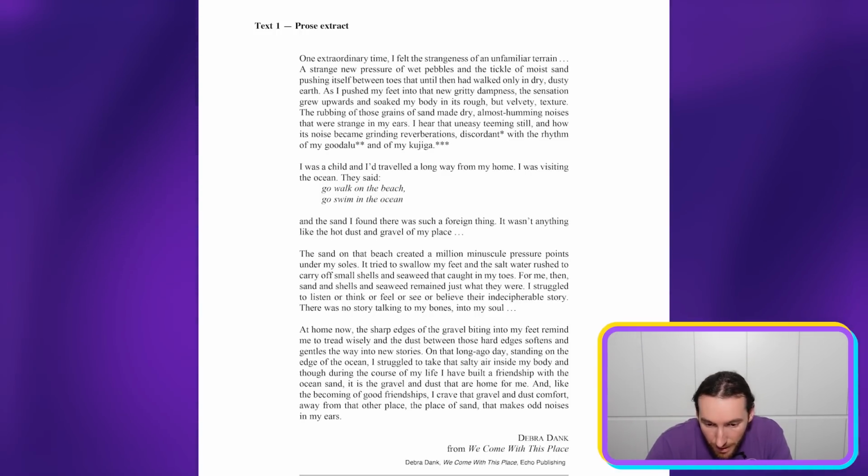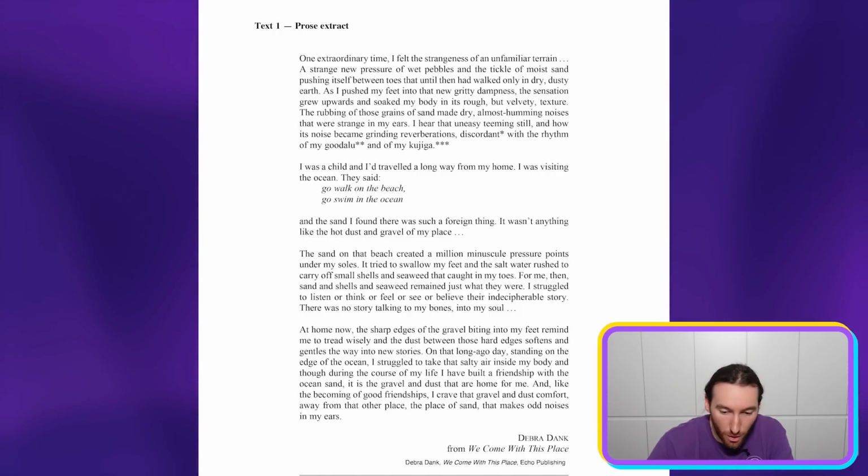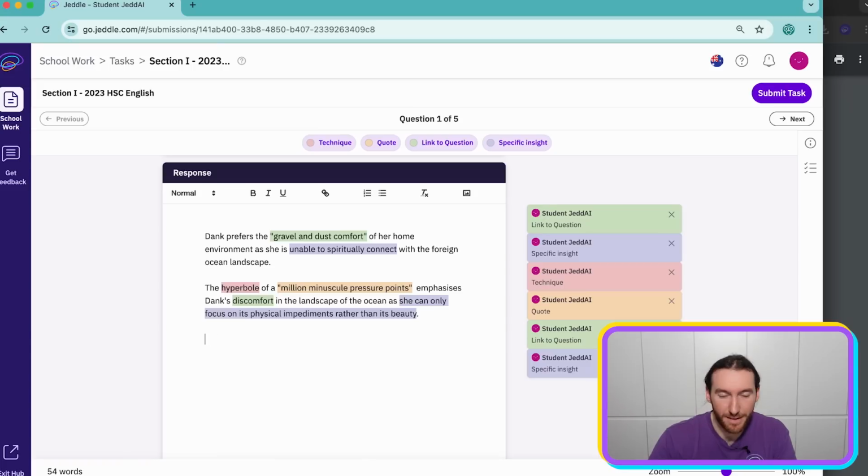Okay, third sentence, what's another technique that you can see here? Let's try and keep it simple, although I did mention polysyndeton earlier, so maybe we'll use that. I think this is a really good quote that connects to why she prefers the other environment. Danks says, I struggled to listen or think or feel or see or believe their indecipherable story. So it's such a good quote, I'll use that one. Now to start the third and final sentence here to get the third mark, we can just do a very similar sentence structure. You don't have to do anything fancy.